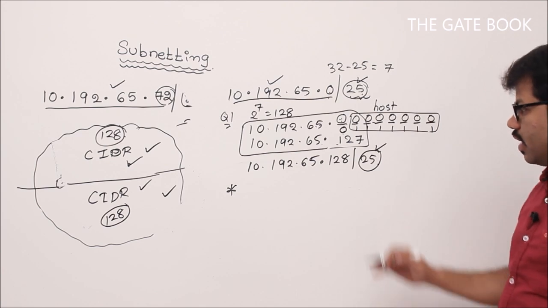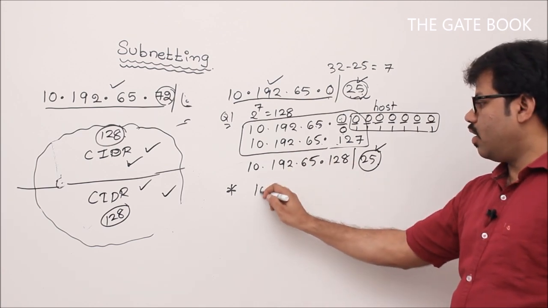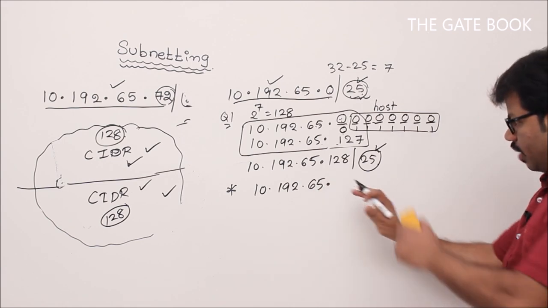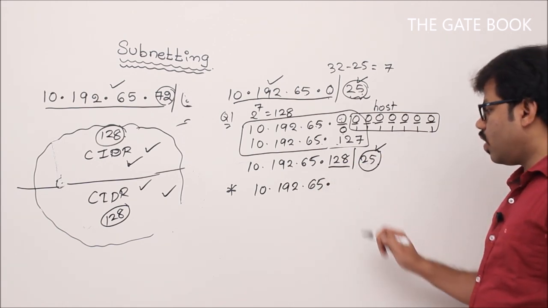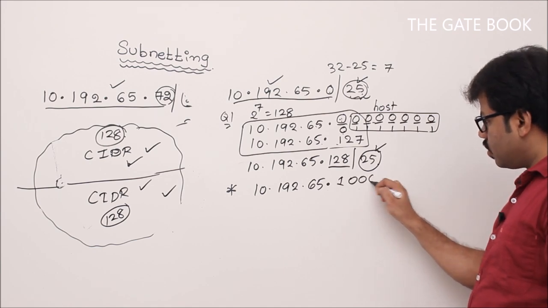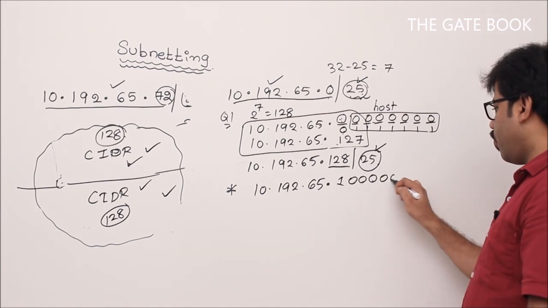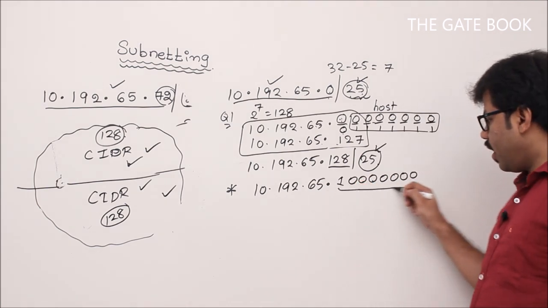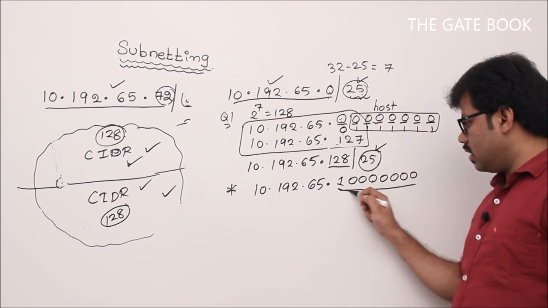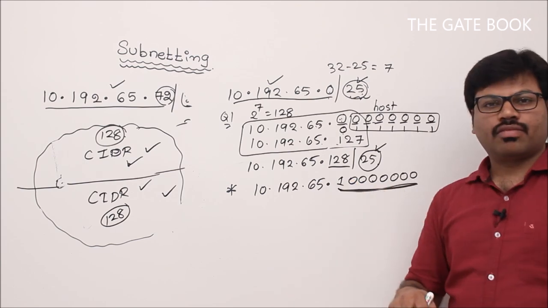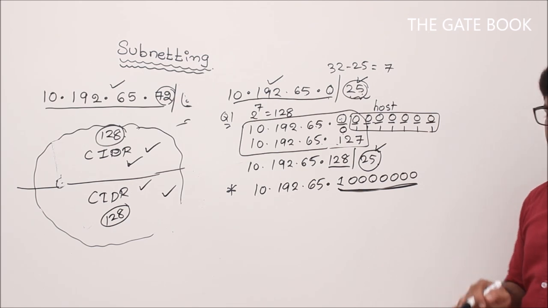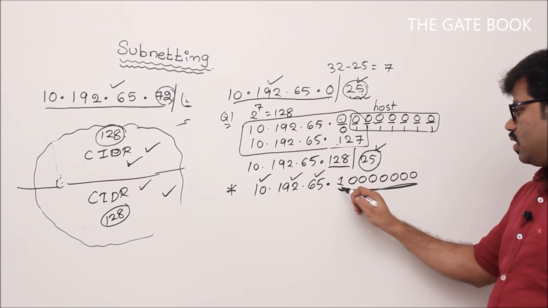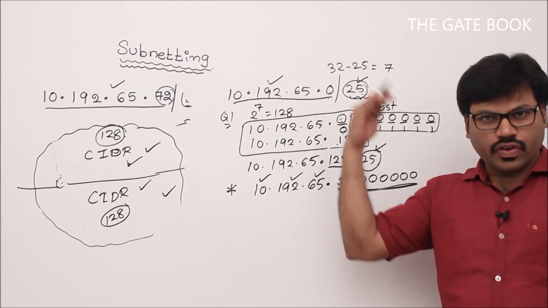Second question, what is the starting address in this network? Simple. 10.192.65. Now first you write a pattern. 128 means what? 1 followed by 7 zeros. 1 2 3 4 5 6 7. Question number 1. Sir, why are you writing the binary pattern for only this first octet or last octet, whatever it is? I will tell you. This is the network part. We are not disturbing. Network part. This is the host part according to the world, correct?